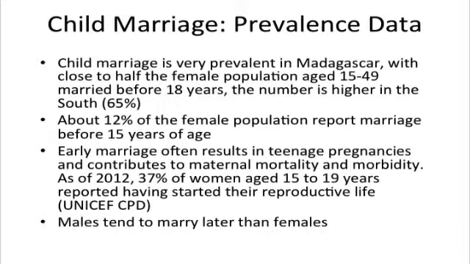Much smaller percentage of the female population were married before the age of 15. So it was only about 12%. So we know that the majority of the marriages are happening between 15 and 18. We also know that early marriage is very closely linked with teenage pregnancies, maternal mortality and morbidity, low birth weight. The data also showed that men tend to marry much later than females. So, in most cases, it was the girls who were marrying before 18. This gave us a very clear sense of the issue and the extent of it.